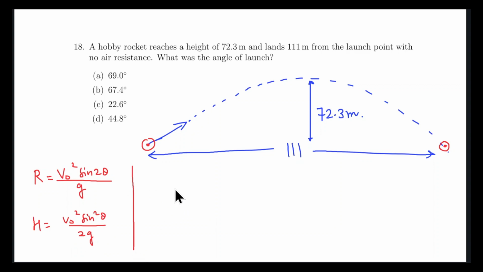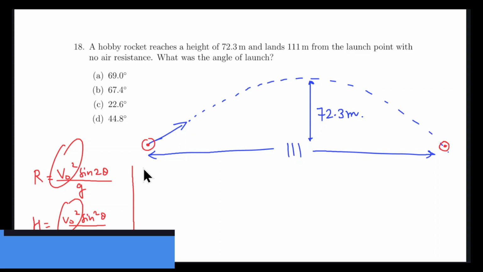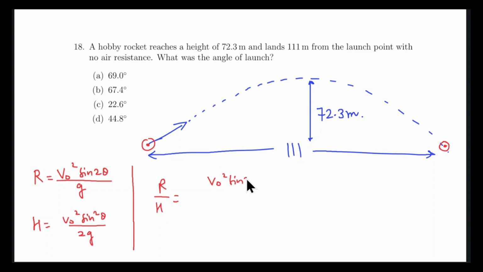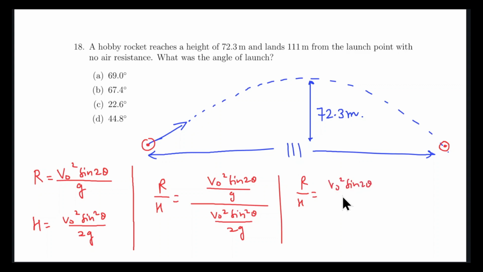Okay, they're asking the angle of launch. So from these two equations, I'm going to divide them because V naught doesn't really have any job here and I want to get rid of it. So R over H will be equal to V naught square sine 2 theta over g, over V naught square sine square theta over 2g. Be careful, we need to use keep, change, flip. So R over H will be equal to V naught square sine 2 theta over g multiplied by 2g over V naught square sine square theta. g and g is gone, V naught square is gone.